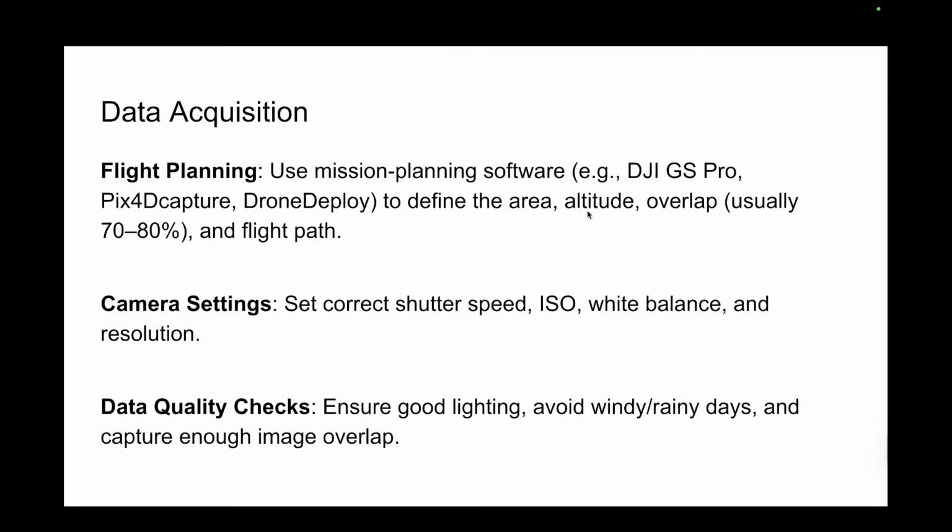and also the overlap. Suppose I use 70% to 80%, which is common, and also the flight path. I define the flight path in this software. Suppose DJI GS Pro is what I use, but different software can be used. Then also the camera settings. We can set the shutter speed, ISO or white balance, and you can also set the resolution, and then the data quality check.